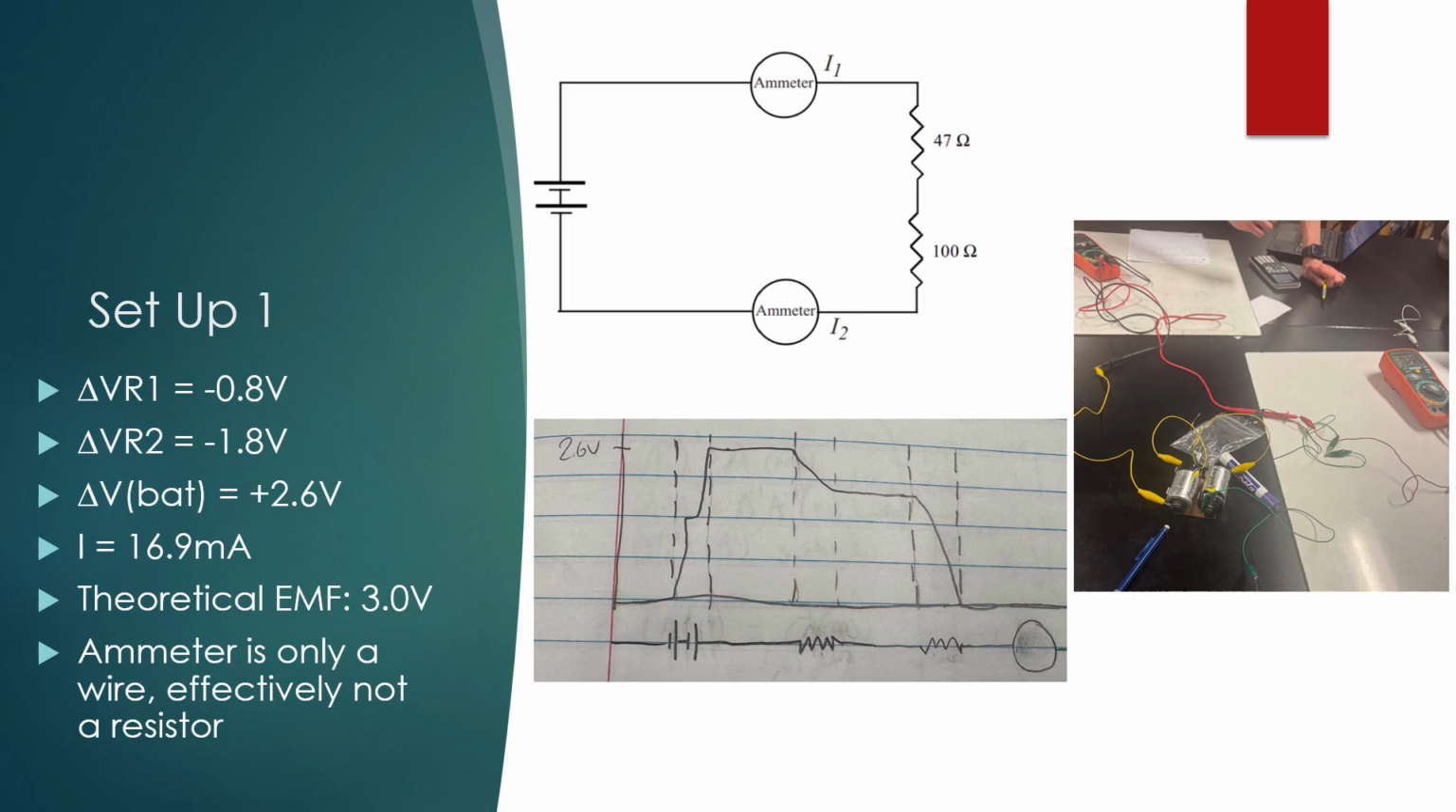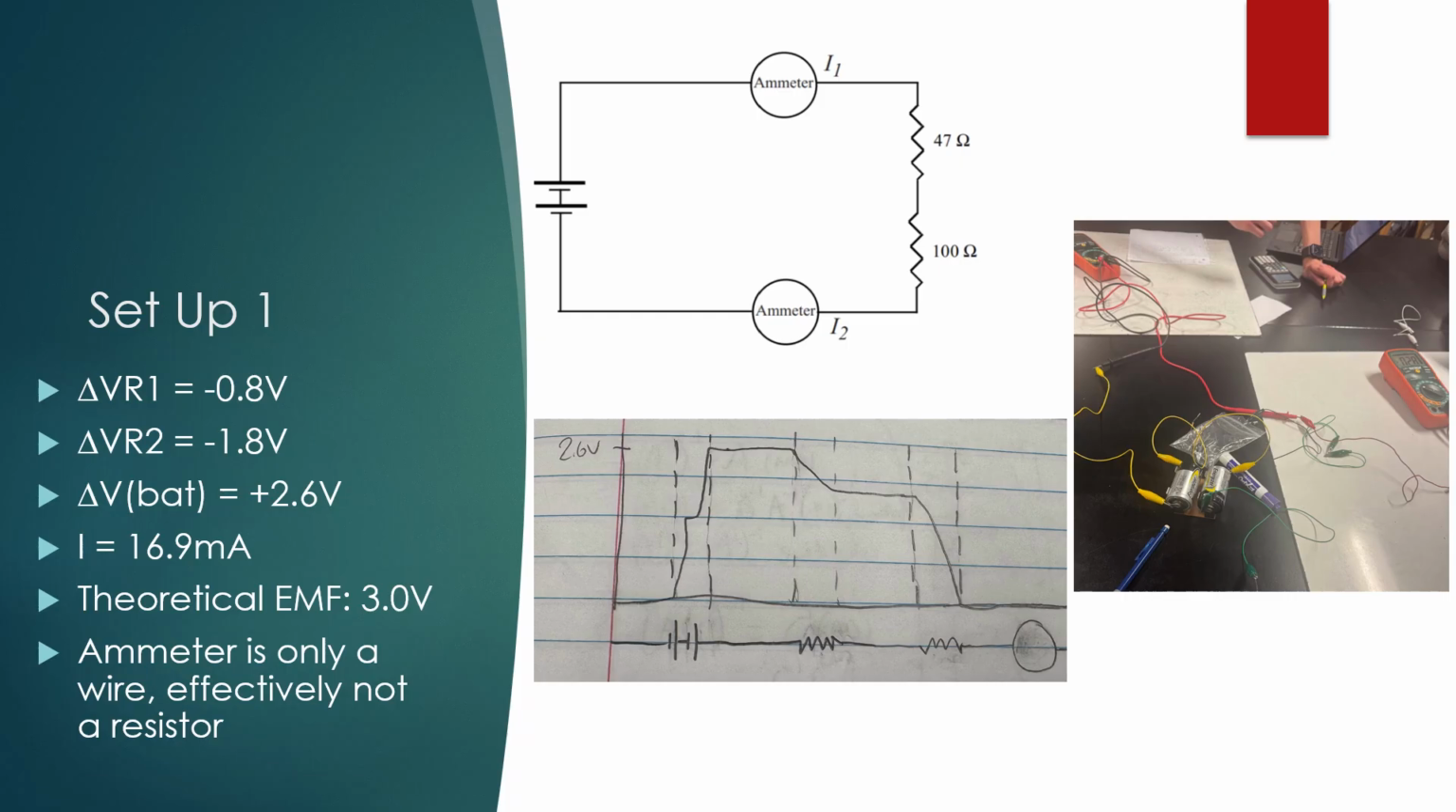The ammeter is only a wire. It's effectively not a resistor in the ideal model. And so when we connect it in series, the ammeter at I1 displays the exact same current as the ammeter at I2. That shows both that the ammeter itself does not affect the current, but also that resistors in series do not affect the current. As the current goes over both resistors, the current stays the same. The current is the same in the entire circuit.